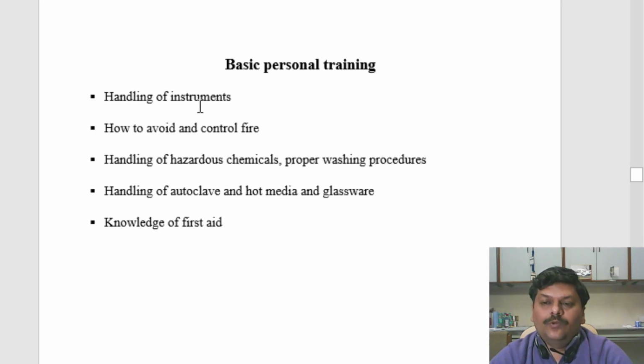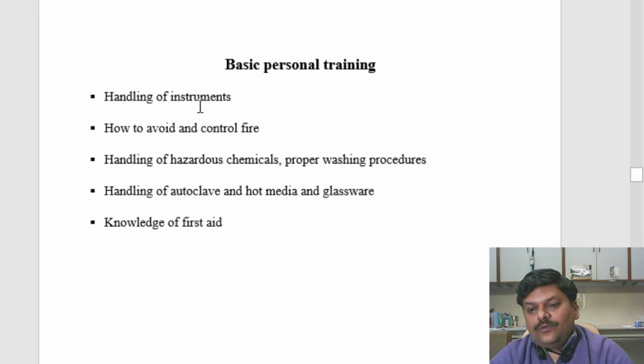One of the important things is to control accidental things, such as if there is an accidental fire, how to control a fire. I mean, it depends what is the source of fire. If it is ethanol or alcohol led fire, that means it needs to be doused by water. But if there is an electric fire, then we cannot use water, and the other means is to cut the source of electricity. So basic personal training is required in terms of these things.